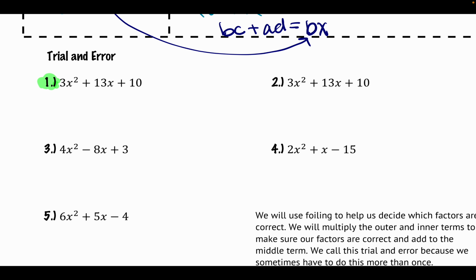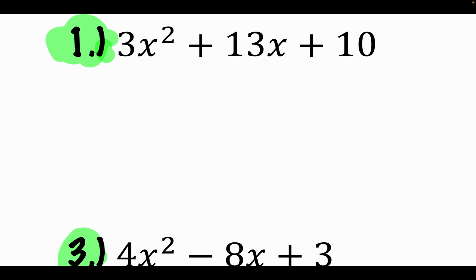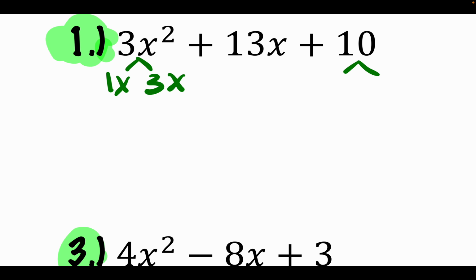We're only going to do a couple of these problems. We're going to do 1, 3, and 4 on this page. I'm just highlighting them so I don't forget and do the wrong ones. Okay, so we have 3x squared plus 13x plus 10. If you look at this, we don't have any GCF that we can take out. But what we can do is we can still factor it. So let's write the factors of 3x squared and 10. So 3x squared, that's going to be a 1x and a 3x. 10 is going to break down into 1 and 10 and 2 and 5.